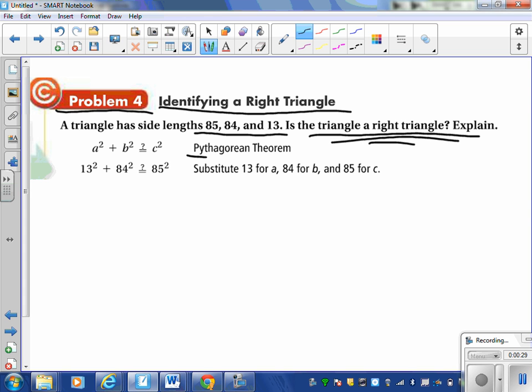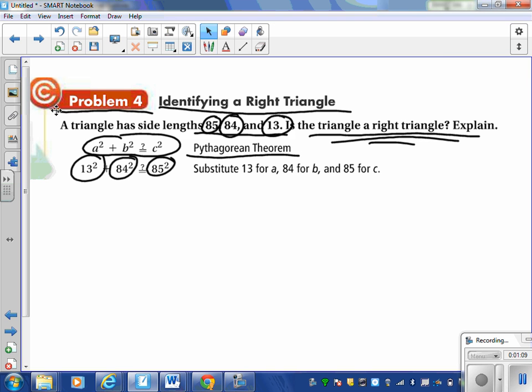We're going to use the Pythagorean theorem again, which is a squared plus b squared equals c squared. How do we set this up? We're going to take leg 13 and square it plus leg 84, square that. That is going to equal 85 squared. So we're going to take those three sides of a triangle and try to prove, is this a right triangle? So what's the first step we need to do?